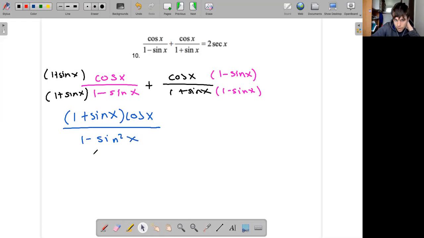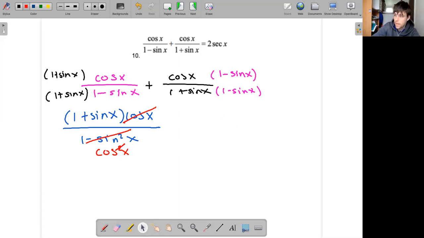This is a Pythagorean identity. This is simply equal to cosine squared. Notice now I have a cosine on top, cosine squared on the bottom. Some things are going to cancel here. This cosine will cancel, this square will cancel, and I'll just have cosine in the denominator.